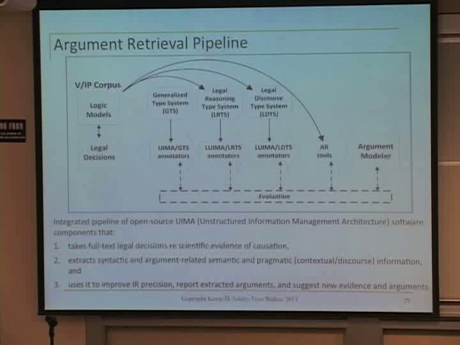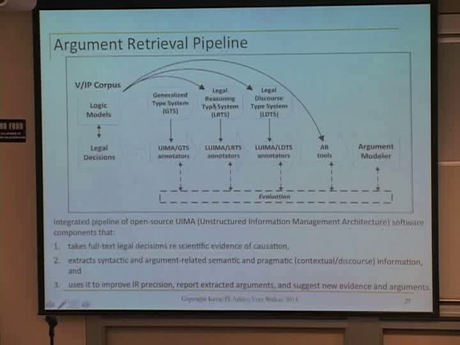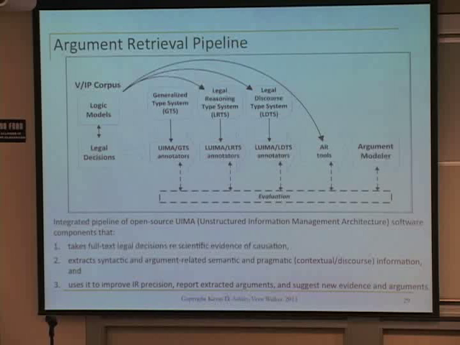And we're using those tools to take the full text legal decisions regarding the scientific evidence of causation, extracting the syntax using a generalized UIMA type system, and then developing our own type systems for the legal reasoning as well as the legal discourse involved, extracting the argument-related semantic and pragmatic information, and using it to improve the information retrieval precision, to report the extracted arguments, and hopefully even to suggest new evidence and arguments.